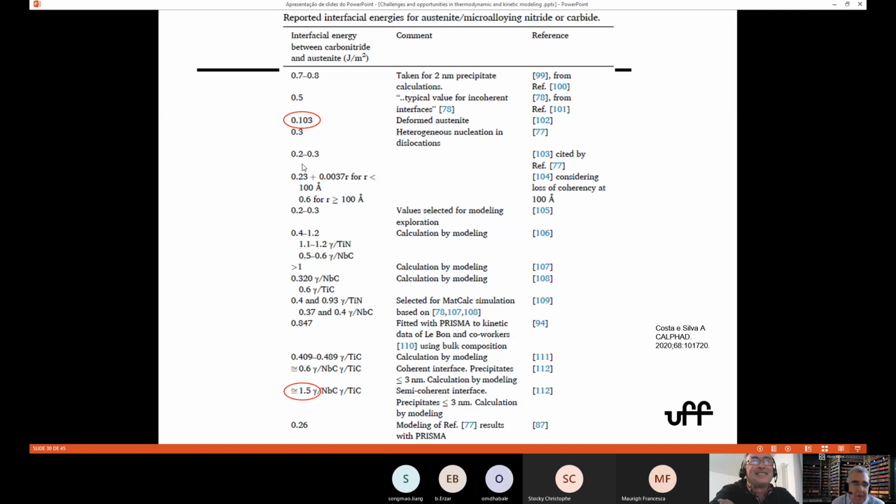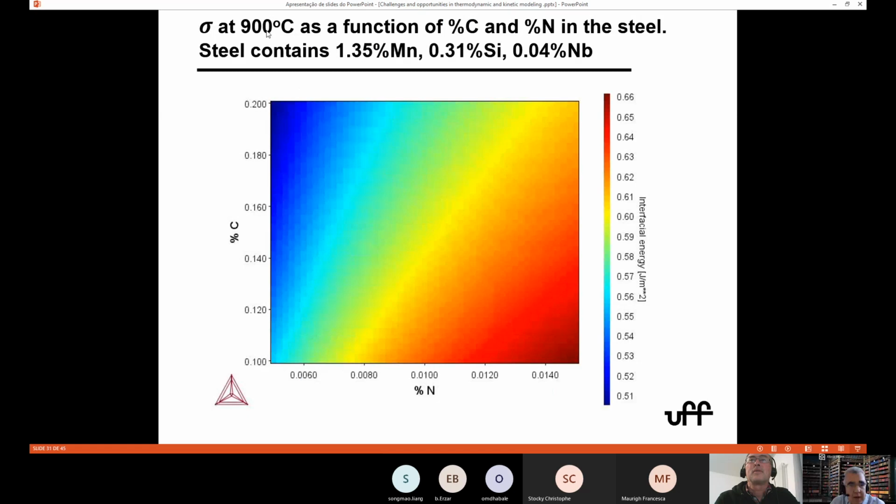So you have to have a robust way of not using this as an adjustment parameter. You have to have a theory that gives you a correct result to use. And these are the values of sigma at 900 degrees for niobium carbide, depending on carbon and nitrogen. So you see, it varies. So good, we have a model to calculate. And then I take a very old paper by Le Bon.